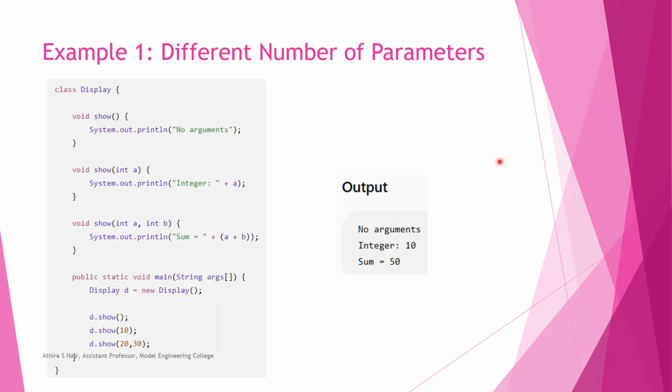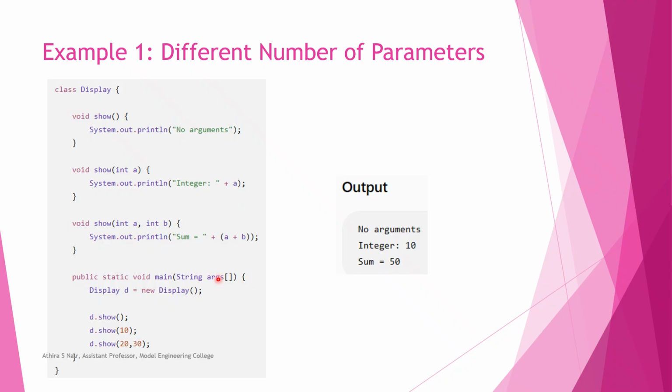So let's see an example. Different number of parameters are shown here. So we have a class display and the function is void show. Here no arguments is what we print. Now in the next function, same name is here void show, but we have a parameter here, integer a. So here the value of the integer is printing. And then in the next function we have two parameters, integer a and integer b, and we are calculating the sum and printing here.